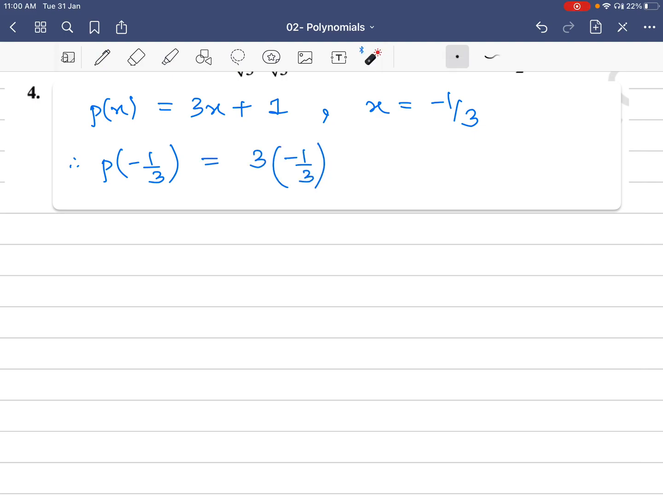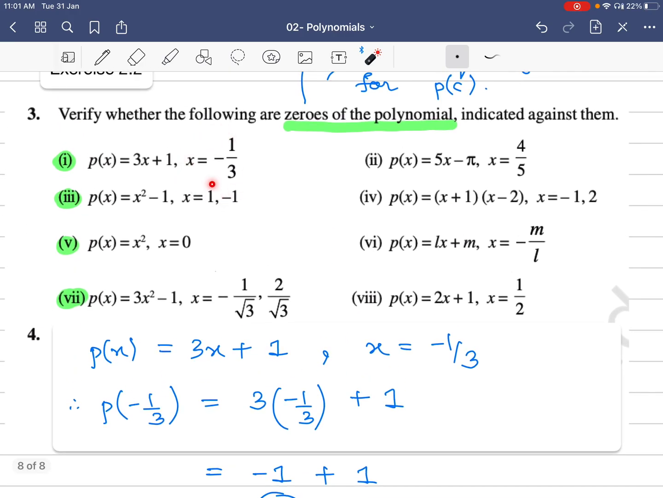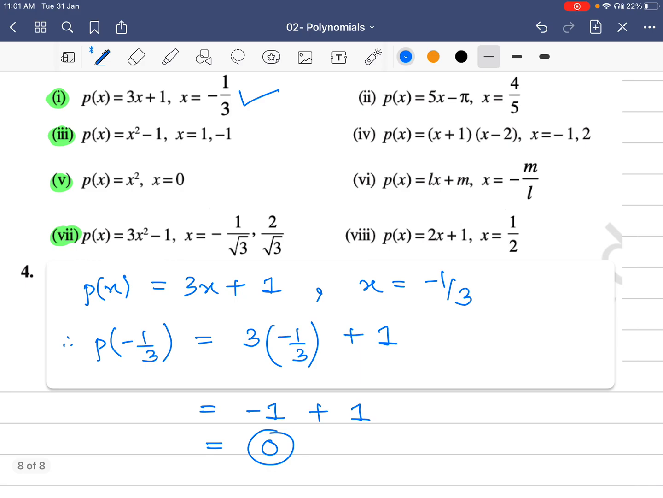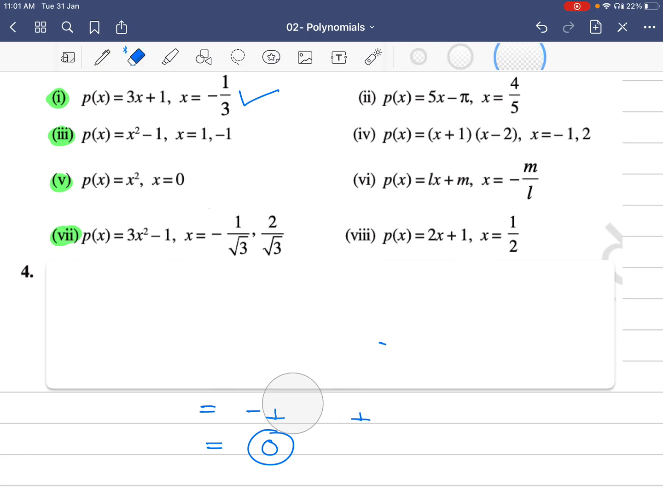So wherever there is x, you substitute -1 by 3, plus 1. So that is equal to, so now this 3 and this 3, they will cancel each other out. So what remains is -1 plus 1, and that is equal to 0. Okay, so for this value of x, we have got the value of the whole polynomial as 0, which means that this is a valid 0 of the polynomial as per this definition. Okay, so I'm going to mark here a tick mark, like yes, this is the 0 of the polynomial. Okay, so now let's erase this and continue.